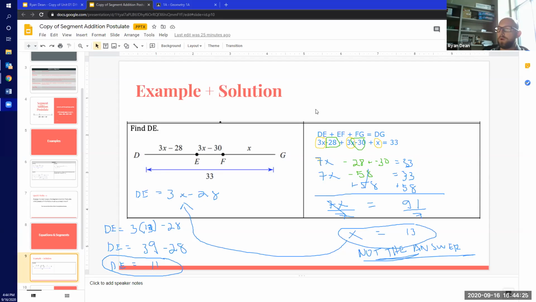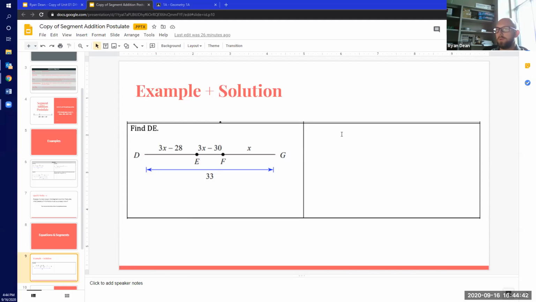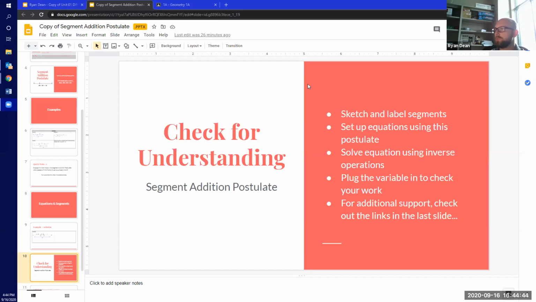So we got a lot going on with these segment additions, but once you get the hang of it, it's really quite simple. This is one of the reasons why we did the algebra review at the beginning of the year, because we're going to be using algebra throughout this entire course. So that's just a little bit of the algebra that's going on.